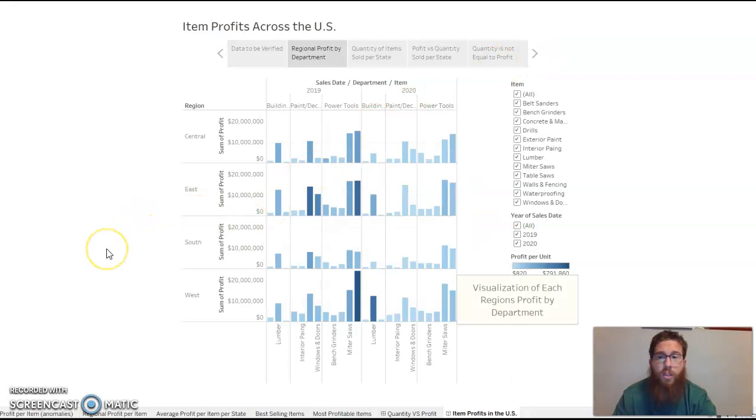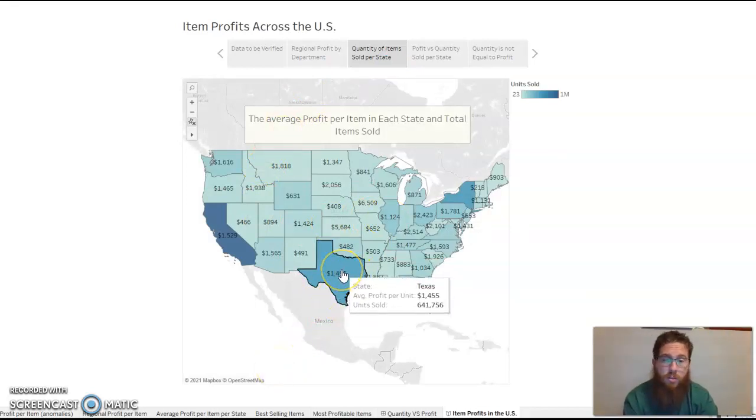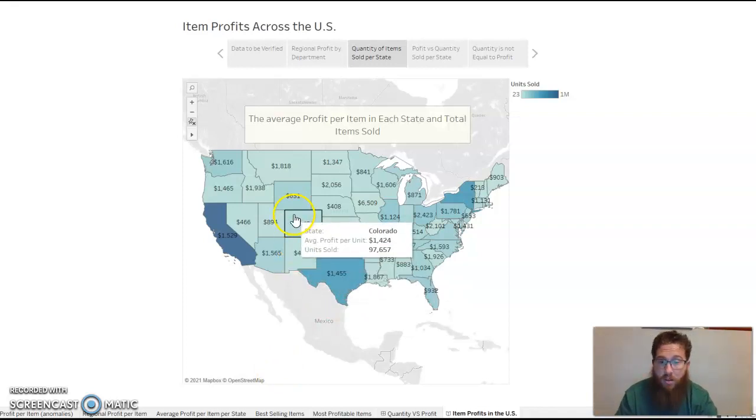So we move on, we see item profit across the U.S. Again, we're showing the regional profits broken down by department, year, and item sold. You can also look and see the quantity of items sold. So again, average profit per state, items sold, units sold.